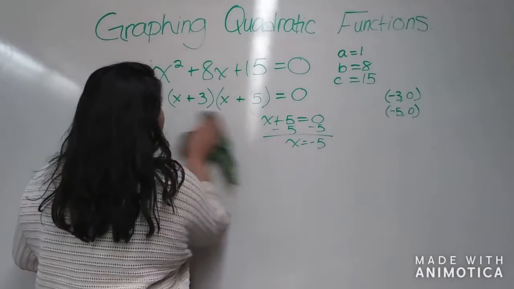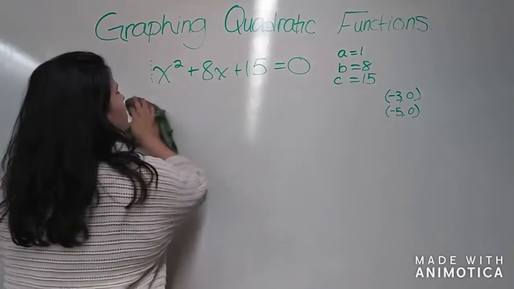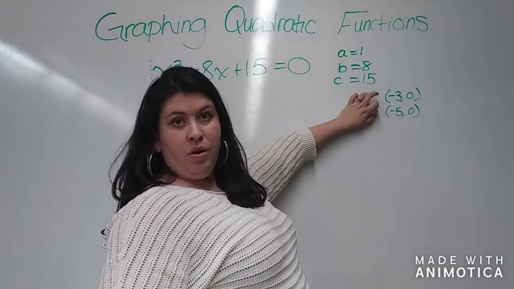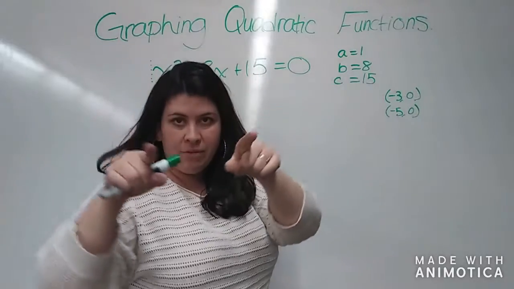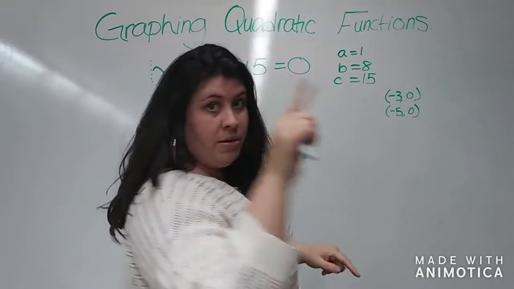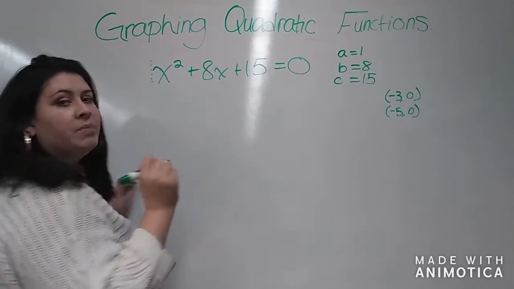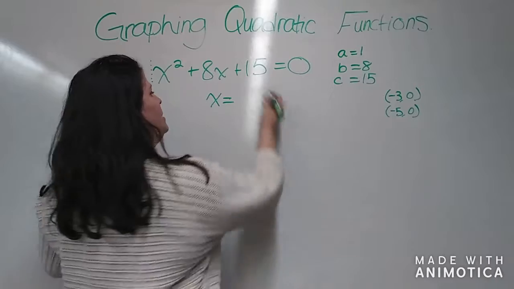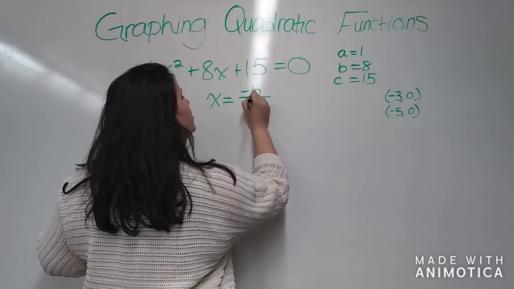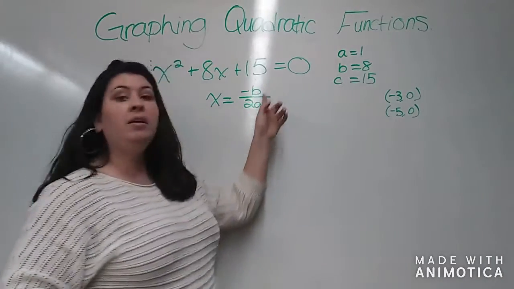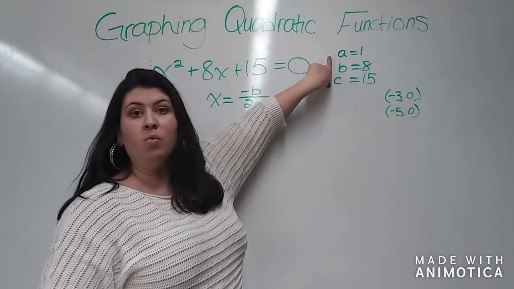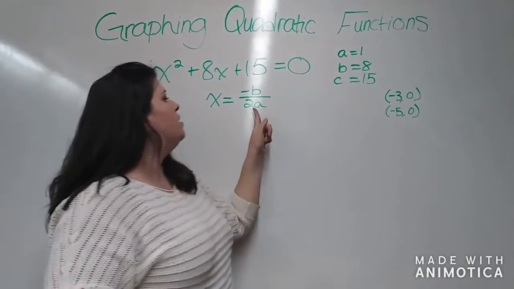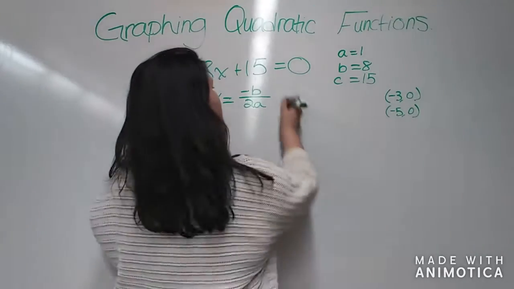I'm going to erase some of this work, because we already found the zeros, the 2 spots where it's going to cross the x-axis. Now let's find that vertex, that spot where it stops going down and starts going up. Here's a formula for you. The x-coordinate of the vertex is equal to negative b over 2a. Here's a and b again. Good thing we already wrote down what those actually are. So we'll just plug in b right here and a right there.